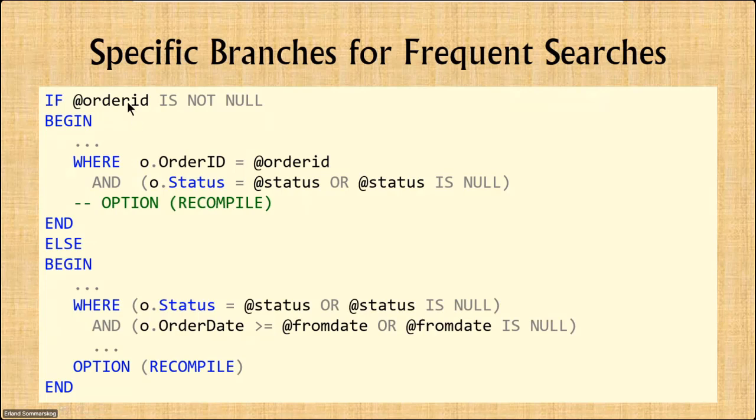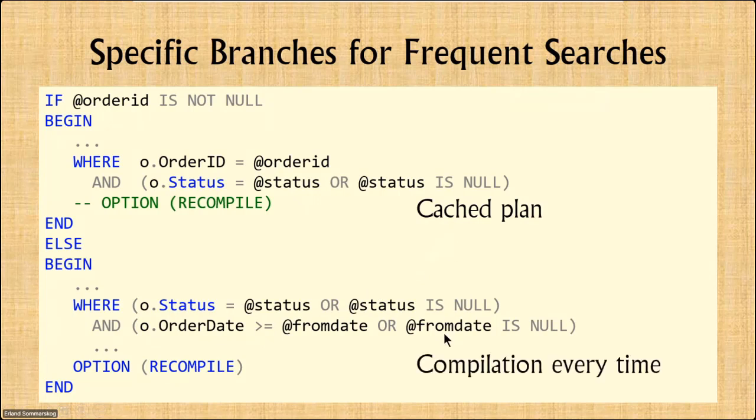So you have one branch here, check if order ID is not null. Well, order ID is equal to @orderID, or @orderID is null, but then you tackle all the other conditions as far as they're applicable. Well, in this particular one, they are not really applicable. You have to use your imagination a little bit, and you don't have any OPTION (RECOMPILE). Whereas down here, you don't have the conditional order ID at all, but you have OPTION (RECOMPILE). So the net effect: here you have a cached plan, and here you have compilation every time.